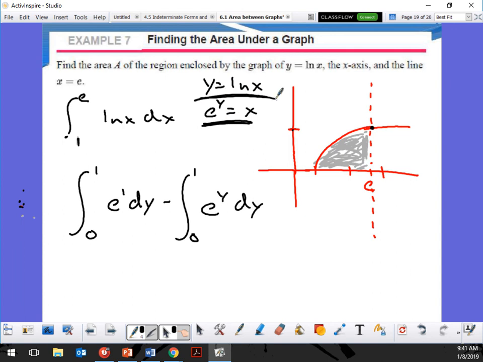So I had to change this function right here because I needed it to be x equals. And now that it turns into x equals, is this manageable now? What's the integration of e to the y? e to the y. There we go. Is this easier? Yeah. Okay. All right. Like I said, I was just going to set this one up.